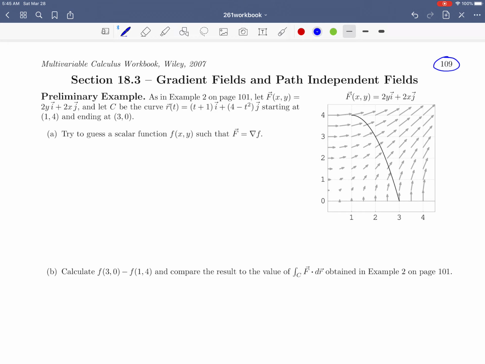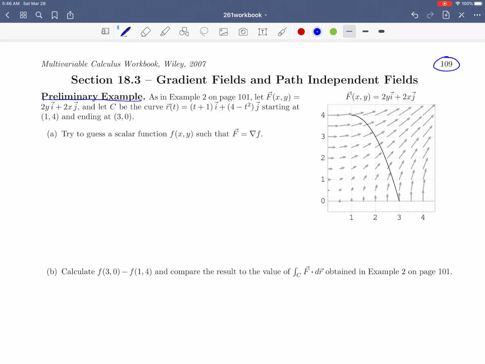Hello everybody, and welcome to the beginning of section 18.3. This is on page 109 of your workbook. The topic of this section is called gradient vector fields, otherwise known as path-independent fields. And this is a special type of vector field that's going to allow us to calculate line integrals in a very different and usually easier way.